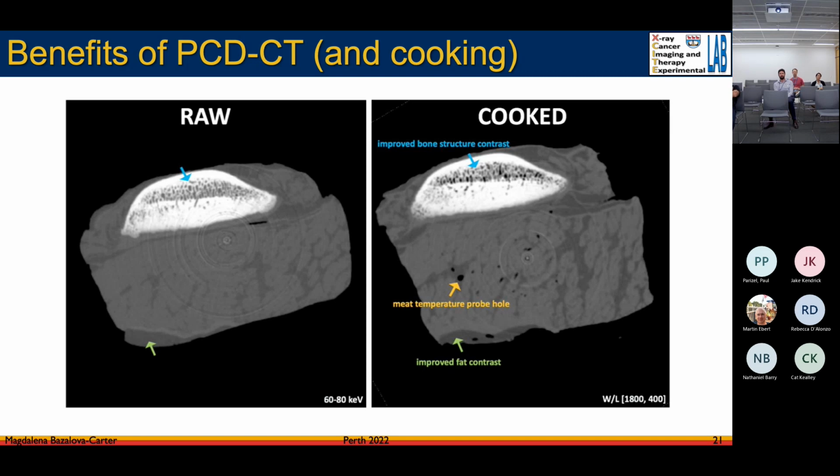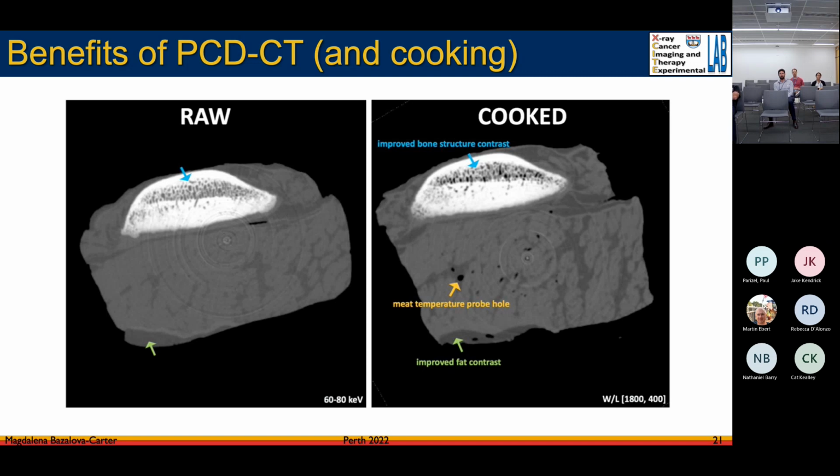You can see the whole of the temperature probe as Devon was cooking it. And you quite nicely see the improved fat contrast. Again, for the same reason, you're basically evaporating water. Now you're getting basically more fatty tissue rather than a combination of fatty and soft tissue.